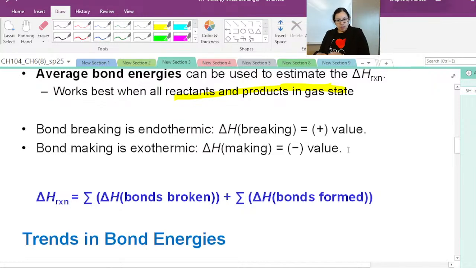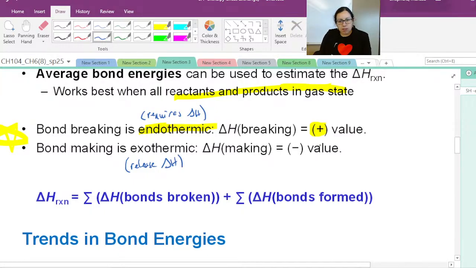So the important part, probably star this: bond breaking is endothermic. Now we're starting to define things, which means that we have to put in energy. That requires energy, and we're only talking about energy in the form of heat right now. So we're going to have to add heat or energy to break this bond. That's endothermic, formally a positive enthalpy value. Then bond making is exothermic, so that releases energy and formally gives us a negative change in enthalpy value.